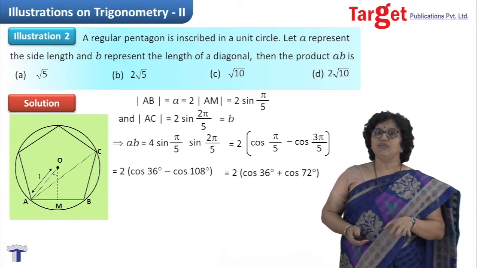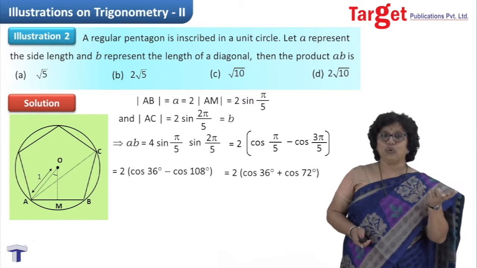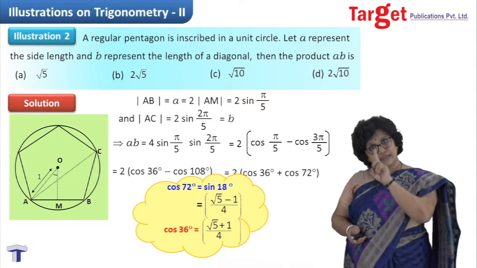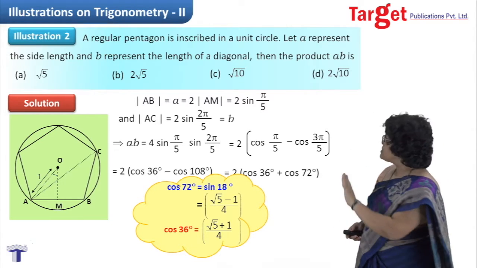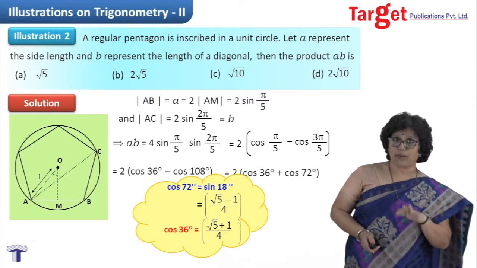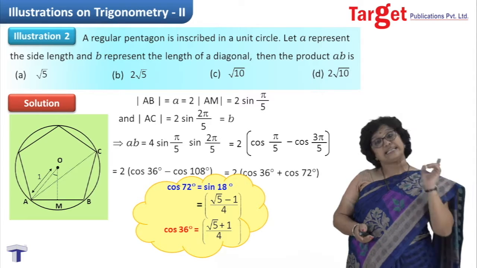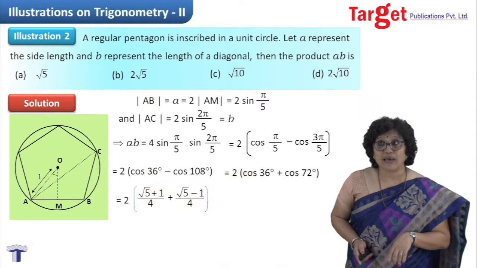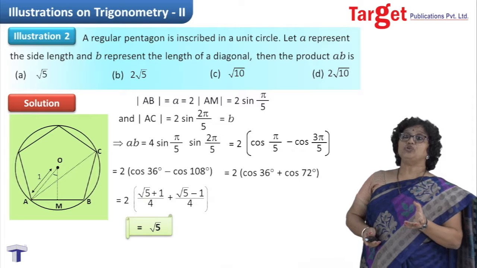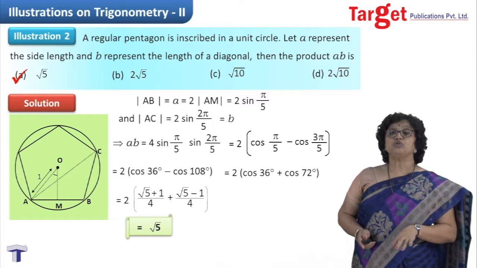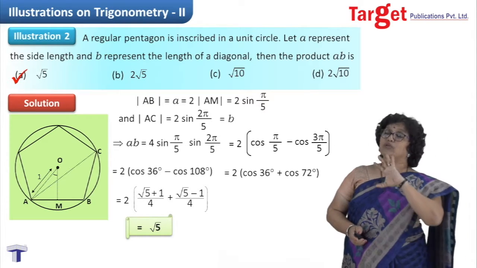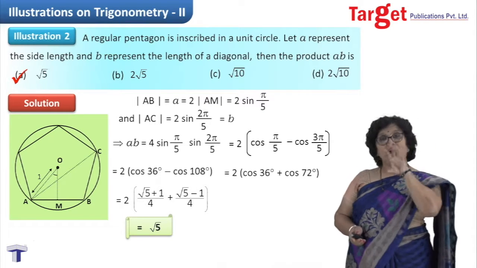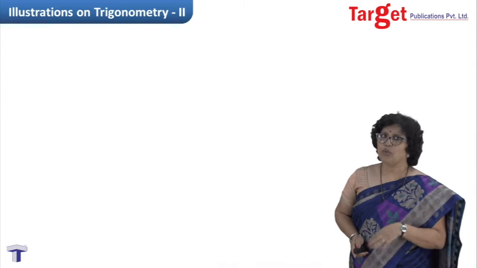Now the thing is, we do not know answer for cos 72 degree, but we know for sine 18 degree. So cos 72 degree is sine 18 degree and that is the standard value as root 5 minus 1 upon 4, and cos 36 degree is a standard value and that is root 5 plus 1 upon 4. Substitute these values and then simplify it further to get answer as root 5. So the correct option is A. Now this question was again different from the previous one. Now here we have applied the trigonometry part in the geometry one. Fine. Now move to next.